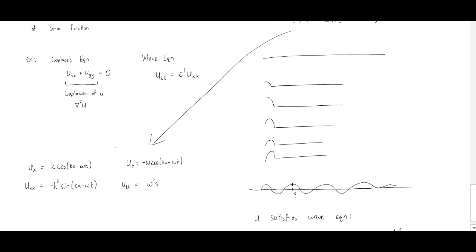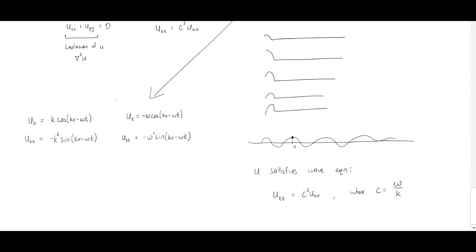So this is utt. Now if we look at c squared uxx, where c is omega over k, I'm going to have c squared times uxx. The k squareds will cancel out, and you should be left with negative omega squared sine of kx minus omega t. So our function satisfies the wave equation, that utt is equal to c squared uxx, all right?